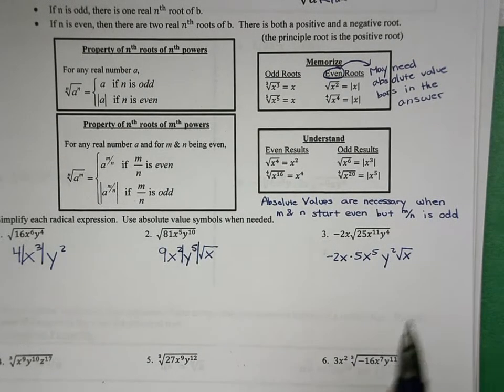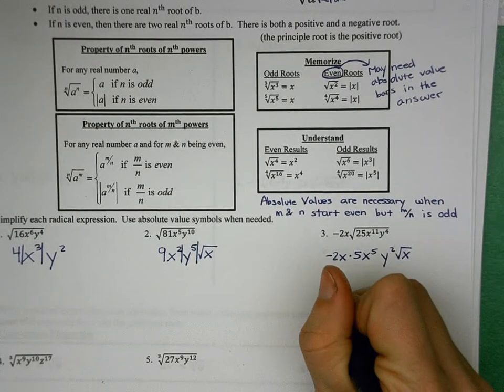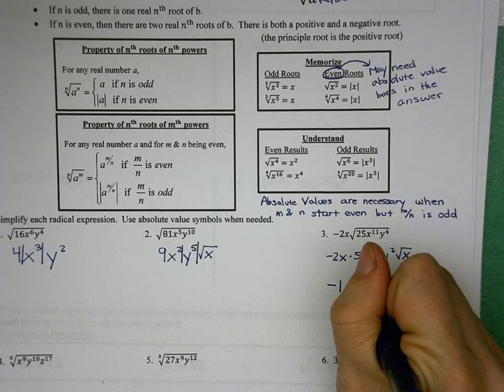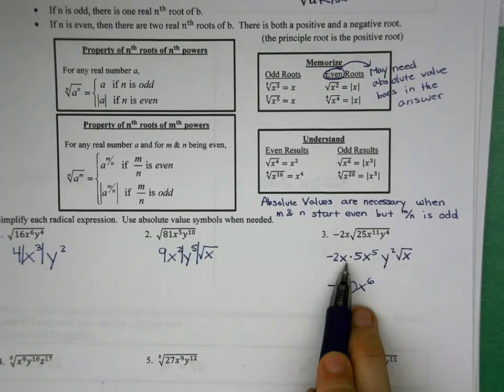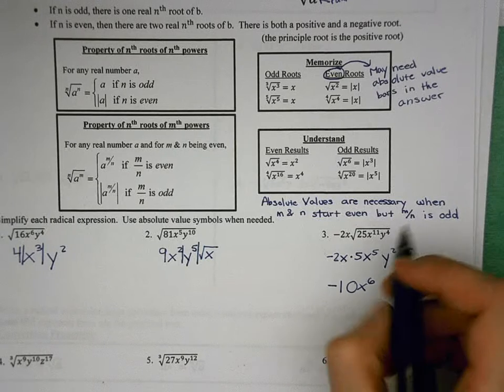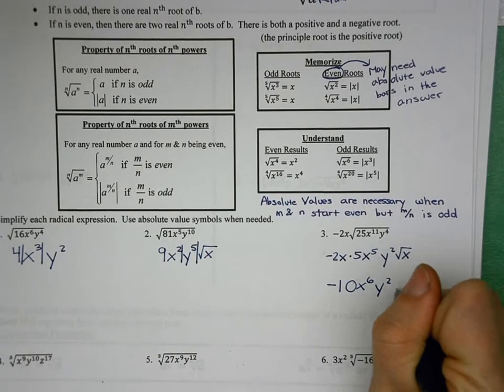Cleaning this up, negative 2 times 5 is negative 10. X times x to the 5th is x to the 6th. Remember, when you multiply like bases, you add their exponents. And then our y squared times root x.